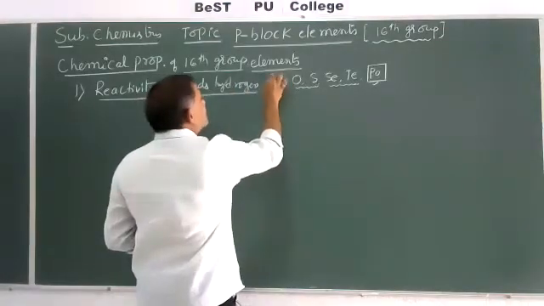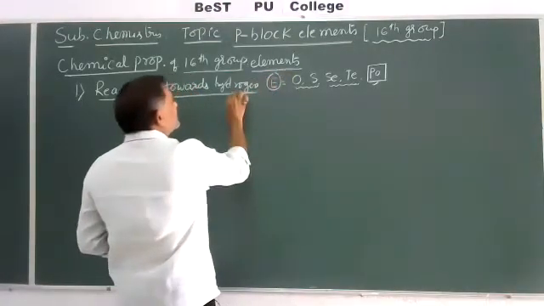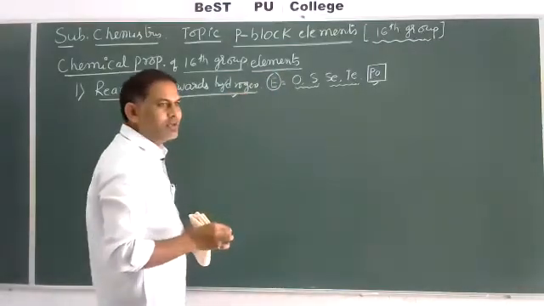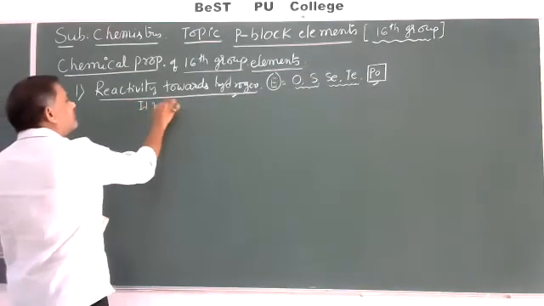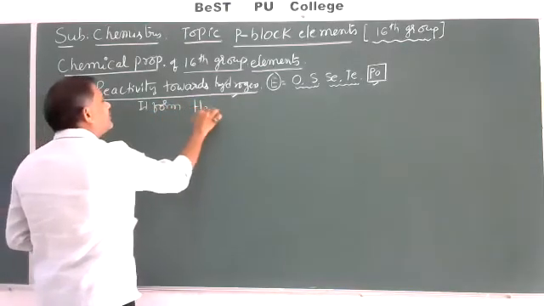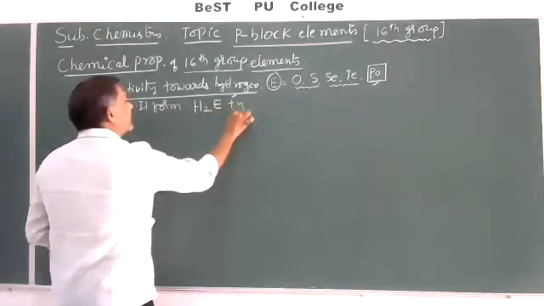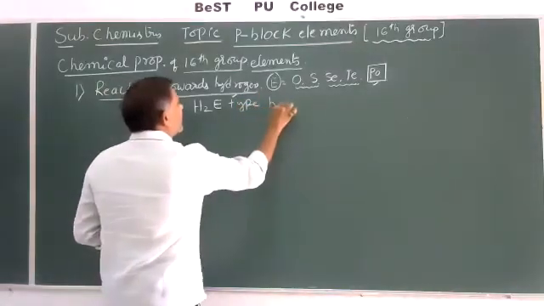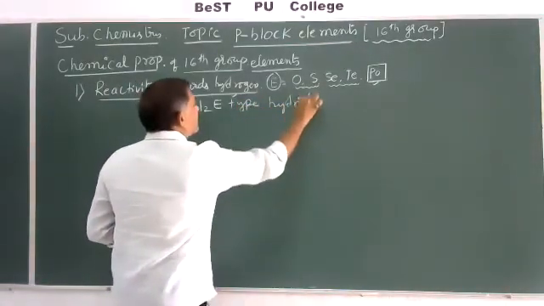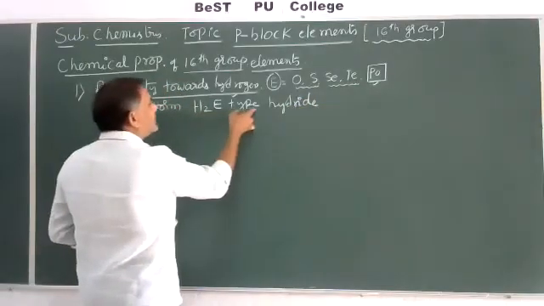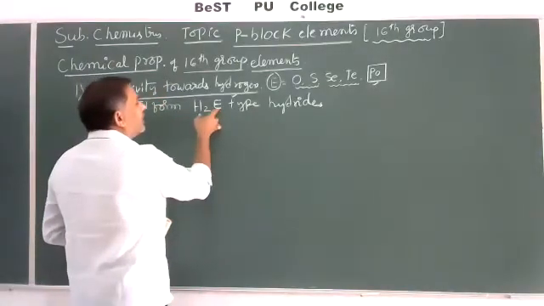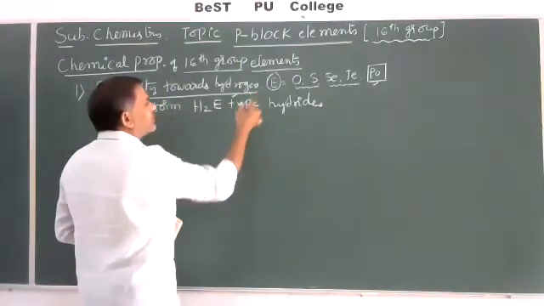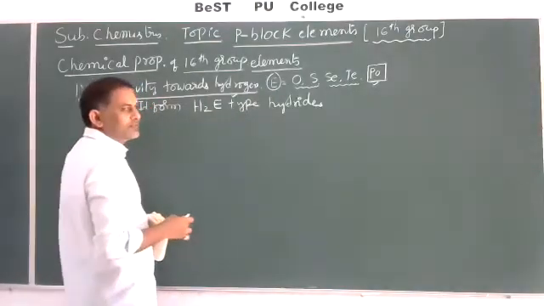These 16th group elements react with hydrogen. They form H2E type hydrides. H2E type hydrides means the hydrogen is common, and the element, oxygen, sulfur, selenium, tellurium, polonium, changes.